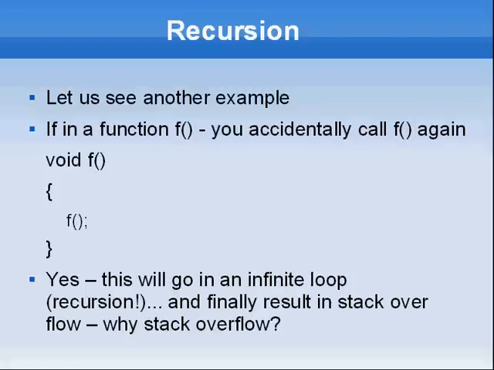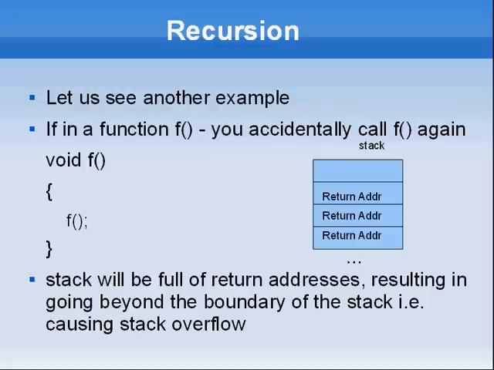Now why do we call this stack overflow? Let's see. The moment you call function f, it's again calling function f, so it will go into an infinite loop of calling function f, and each time by virtue of calling f, it's going to save the return address in the stack. Finally all the stack will be full of return addresses and run out of the boundary of the stack, that is, overrun the stack, resulting in a stack overflow. Is that clear?